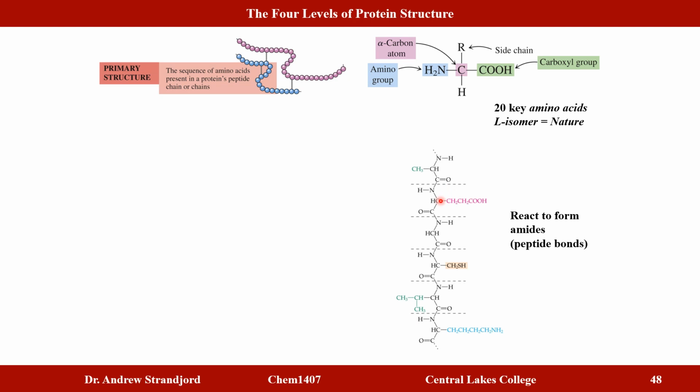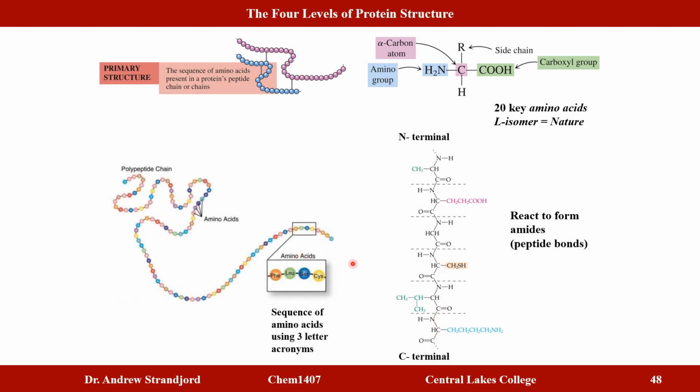Here we have 1, 2, 3, 4, 5, 6 different amino acids with different R groups on them that have formed peptide bonds. If we start to name these, we always start naming a protein by starting at the N-terminal end, naming each amino acid residue until we get to the C-terminal end. That is shown here in a larger polypeptide chain or a protein. In this case, we represent each amino acid by a 3-letter acronym: CYS for cysteine, SER for serine, LEU for leucine, and PHE for phenylalanine.